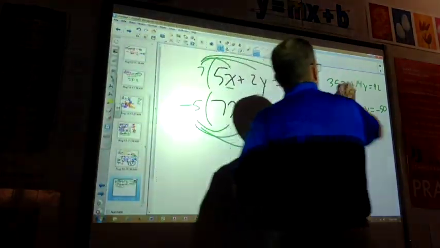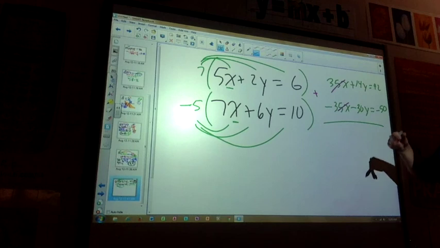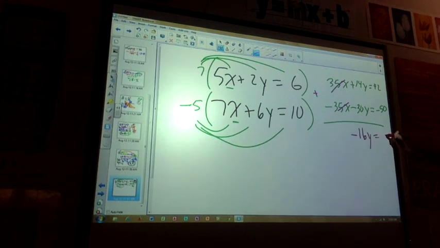35x is gone. You cancel each other out. It gives me 0. And then I add these together, and that gives me negative 16y is equal to negative 8. You've got to be kidding me. So I wind up getting y equals 1/2. That was a lot easier. I got so lucky on that. I thought it was going to be like 38/77ths or something crazy. So that's my y value.